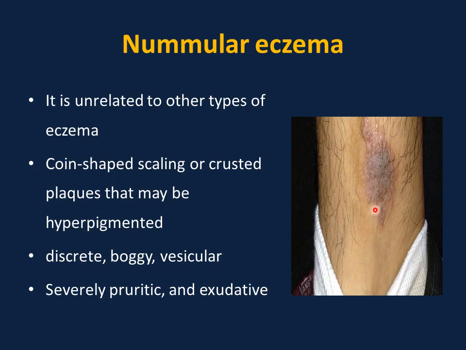Nummular eczema is severely pruritic, very itchy, and also there is no central clearing. In cases of fungal infection, you will see a round infection with a raised border and central clearing, and it can be slightly itchy but not as severely itchy as nummular eczema. Nummular eczema is very, very itchy.